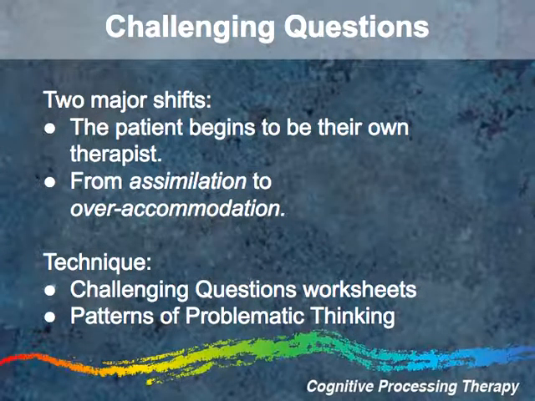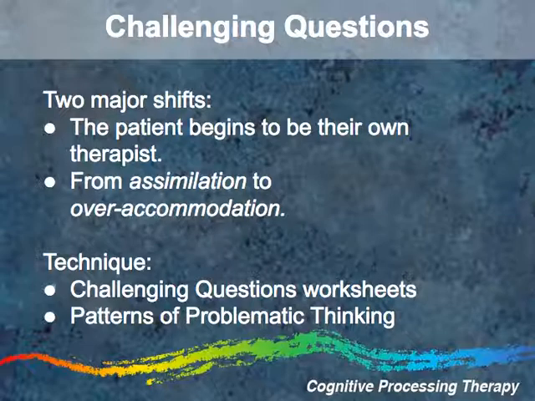In the next stage of therapy, there are two major shifts. The first one being that the patient begins to be their own therapist. Until now, the therapist has used Socratic questioning to guide patients through the process. In this stage, the role of the therapist changes to one of being more consultative and supportive and puts the patient in the driver's seat of challenging their own distorted beliefs or stuck points.